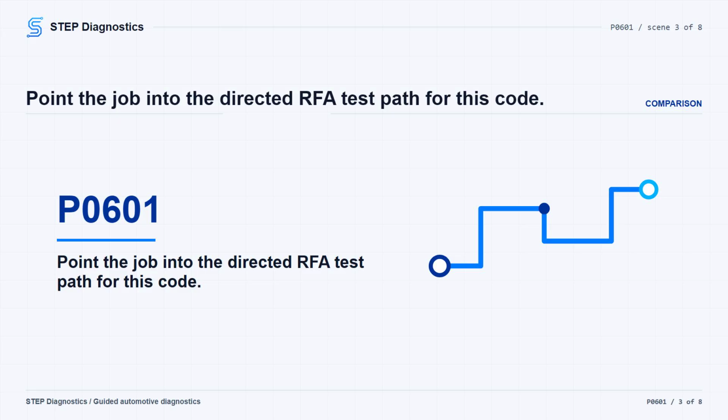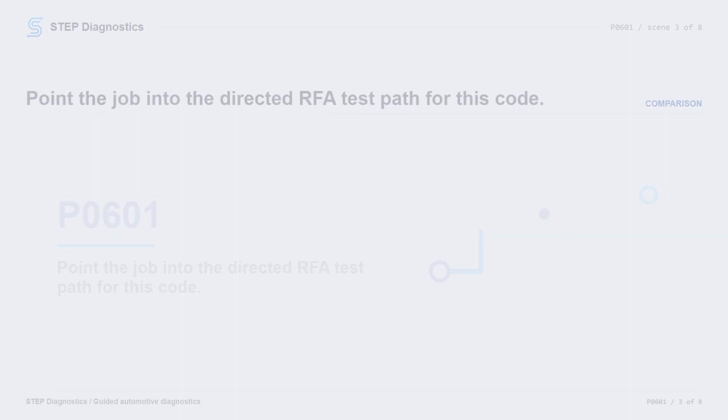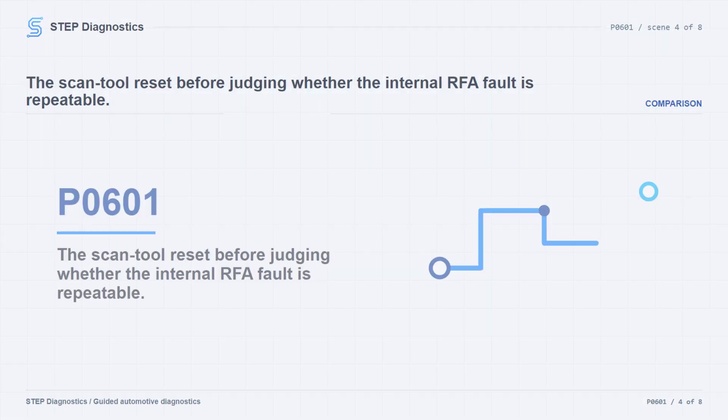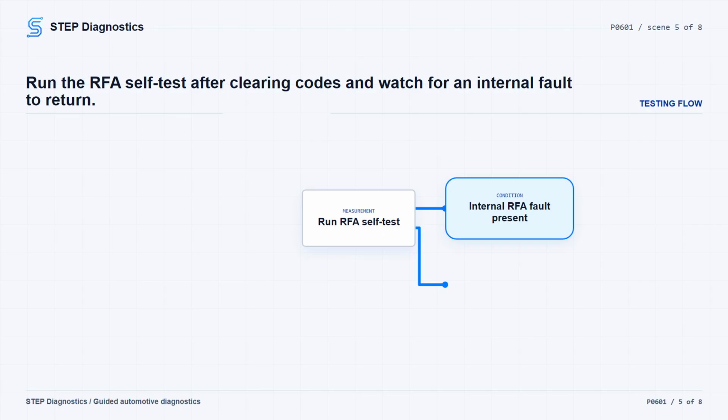Start there, and keep the job focused on confirming whether the RFA module repeats its internal memory fault after the module is cleared and tested. Use a forward-capable scan tool, get into the RFA module, and clear all RFA module diagnostic trouble codes. The point here is to reset the module's stored fault information before you judge whether the internal fault is still active or repeatable. After the RFA codes are cleared, run the RFA module self-test.